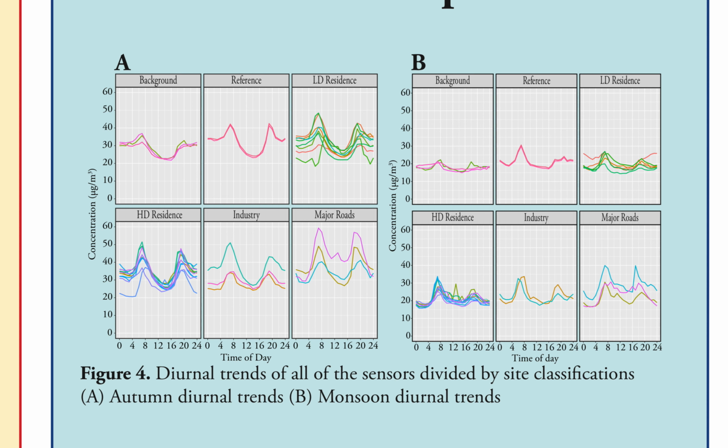Looking at site classification, sensors near major roads had larger diurnal variability resulting from the influence of the nearby roads. Industry, high-density residents, and low-density residents all showed similar patterns, showing that outside of being near a road or background site, concentrations were generally similar.